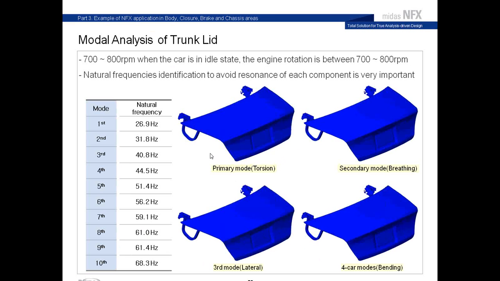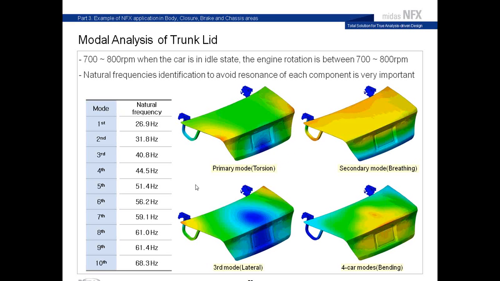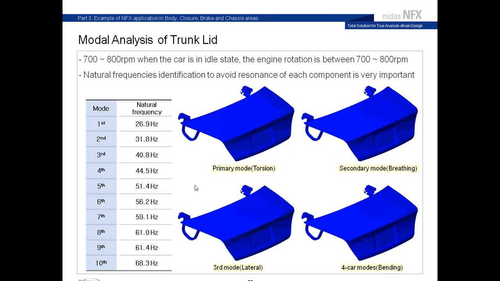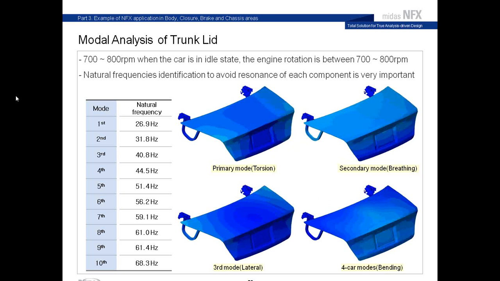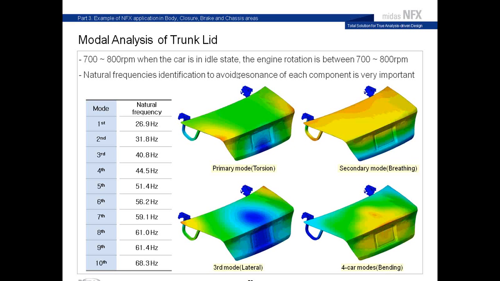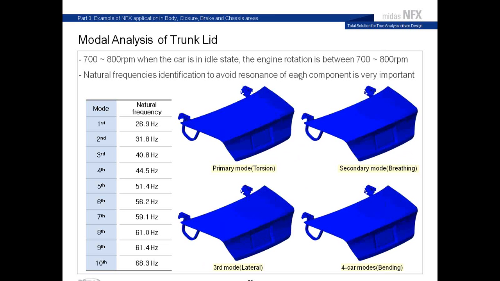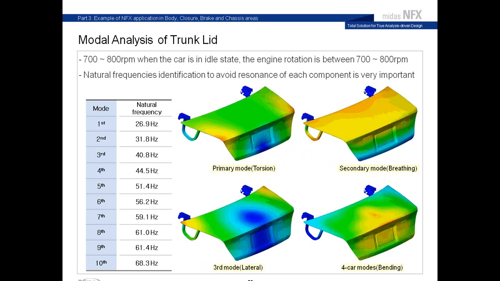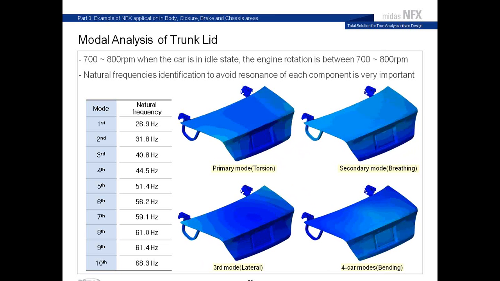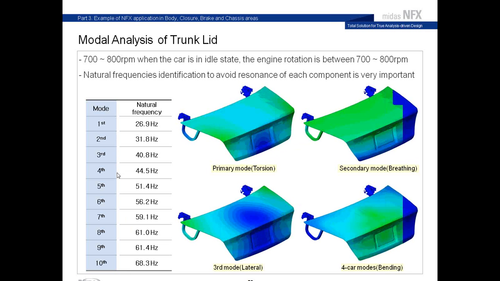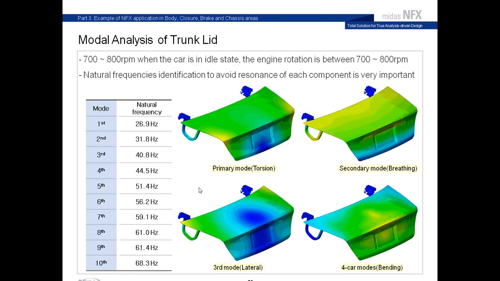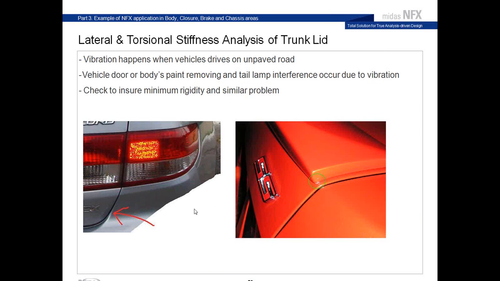And modal analysis of the trunk lid. We do this kind of analysis because the motor is running at a certain frequency, around 700 to 800 RPM. So when the car is in a stopped position and the motor is turning, it will increase the vibration inside the trunk lid. By identifying the natural frequencies of this model, we are able to see what the response will be. So it can cause some damage, as you can see here.